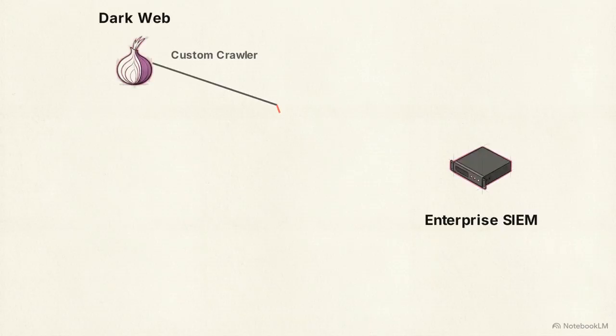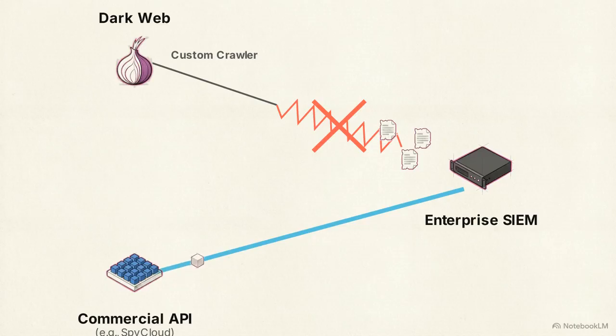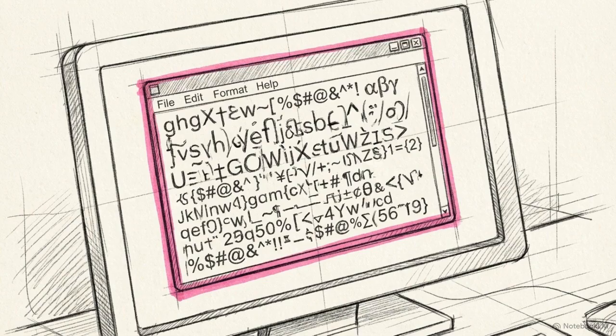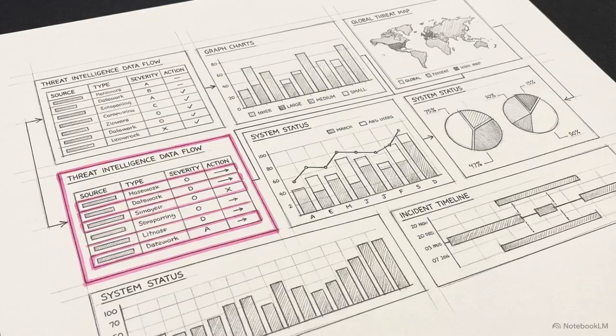This is why mature organizations rely on pre-parsed commercial threat intelligence APIs, like SpyCloud or Flare.io. These services pipe clean data directly into an enterprise's SIEM. SIEM is an acronym for Security Information and Event Management, which is a system used to monitor and manage network threats. For an enterprise, the dark web is an unstructured data parsing problem, not a live infiltration mission. Buying intelligence is more effective than building a scraper.